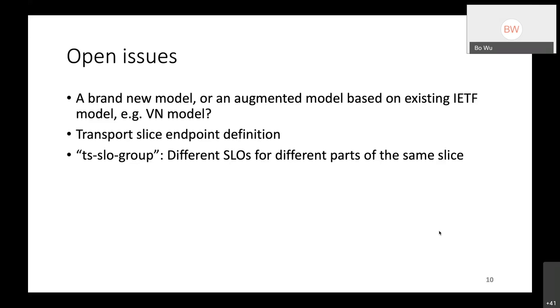Right now, this is a very initial draft. We are here to collect feedback from the working group. We welcome everyone to review our draft and give comments on this.